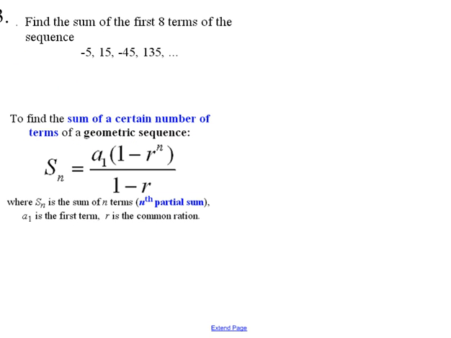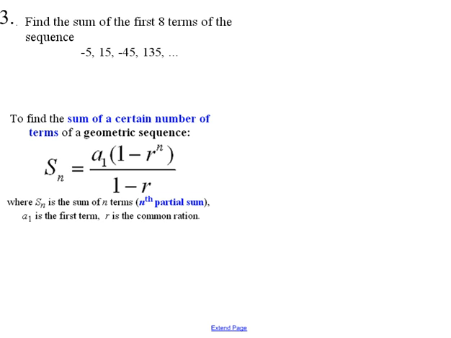Find the sum of the first 8 terms of the sequence. So our formula here is used to find the sum of a geometric sequence, and A1 represents the first term, R represents the common ratio, and N represents the last term, which in this case is going to be 8 because you're looking for the sum of the first 8 terms.